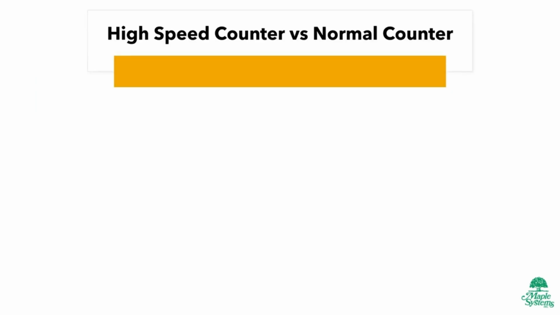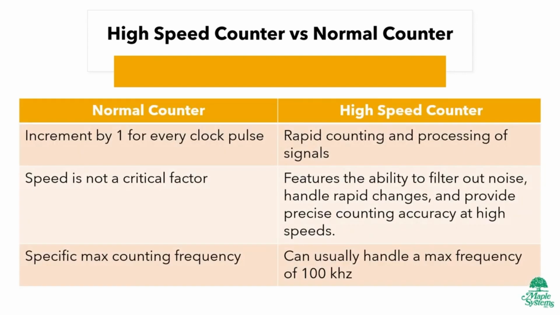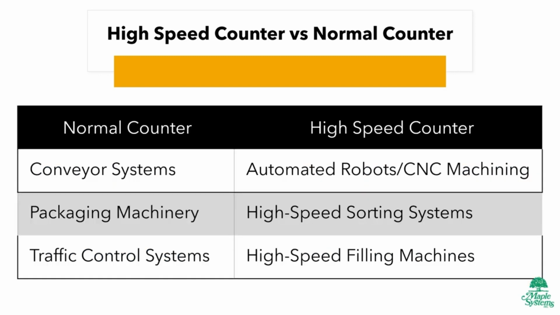So what is the difference between a high-speed counter and a normal counter? A normal counter increments by 1 for every clock pulse, and speed is usually not a critical factor, whereas a high-speed counter is rapid counting and features the ability to filter out noise, handle rapid changes, and provide precise counting accuracy at high speeds. A normal counter has a specific max counting frequency. It can usually only handle a few hertz, whereas a high-speed counter can usually handle a max frequency of 100 kilohertz. And so a normal counter is used for conveyor systems, packaging machinery, and traffic control systems, whereas a high-speed counter is used for automated robots or CNC machining, high-speed sorting machines, as well as high-speed filling machines.